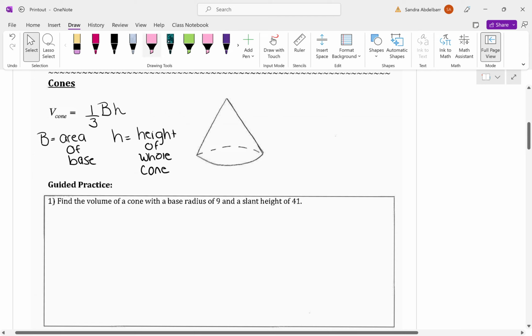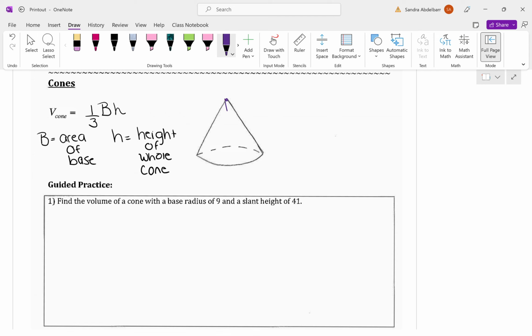Now remember, the height has to start at the vertex, it goes straight down, and it makes a right angle with the base. This is the height. Now, if you connect it to the side, does anybody remember what the hypotenuse of that is called, Milo? Good. That is called the slant height. The hypotenuse is called the slant height.